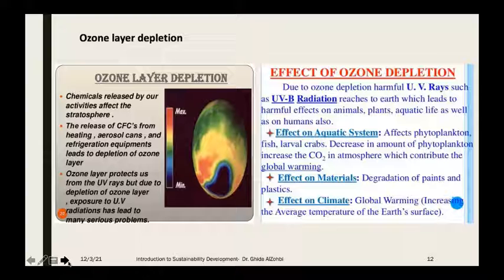Ozone does an important job. Ozone protects us from UV rays, and depletion of ozone can cause many issues. It can affect the aquatic system, phytoplankton, fish, and all animals living in the ocean and water also. It can affect materials by degrading plastics, and it can also affect the global climate by enhancing the global warming effect.